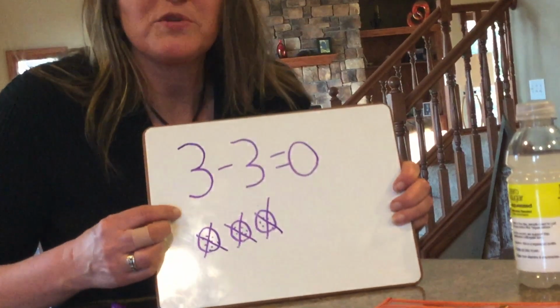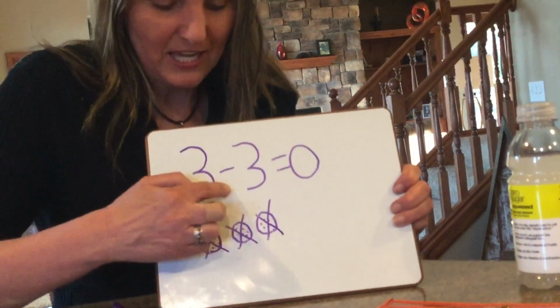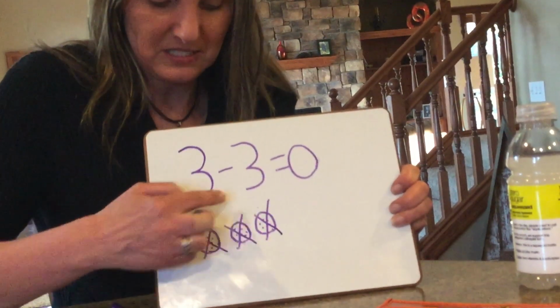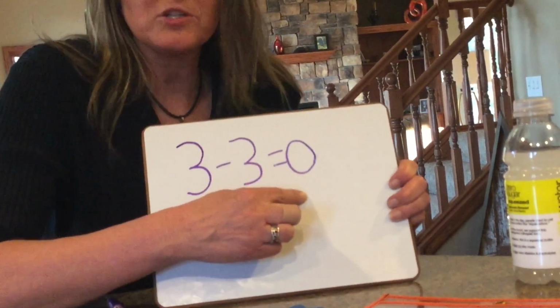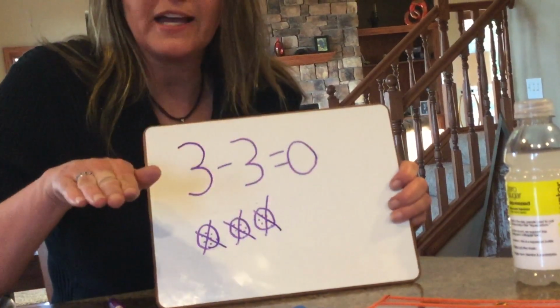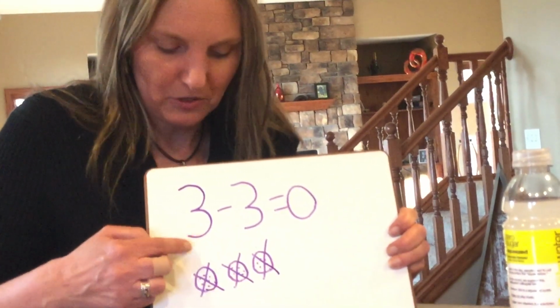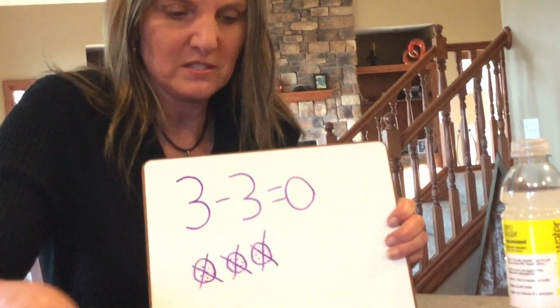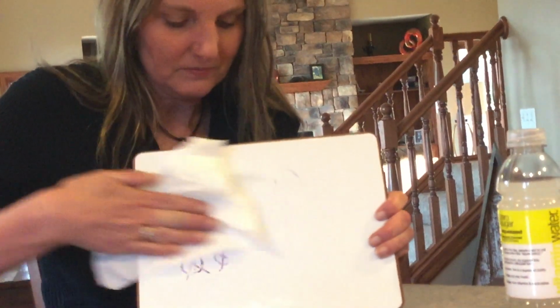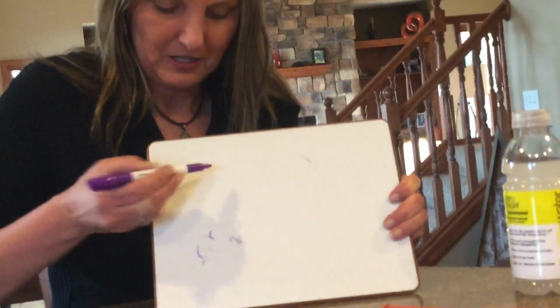If you have 3, any number, and you take away the same number, like 3, take away 3, it's always going to be 0, all the time, because you're taking away the same number that there was. 3 minus 3 equals 0. How about this one?